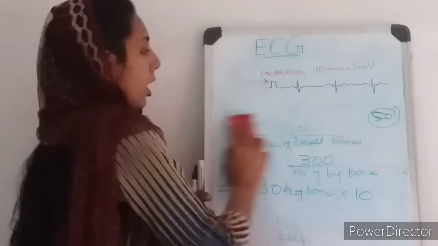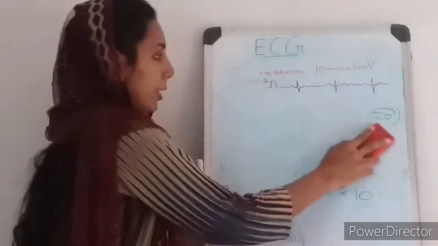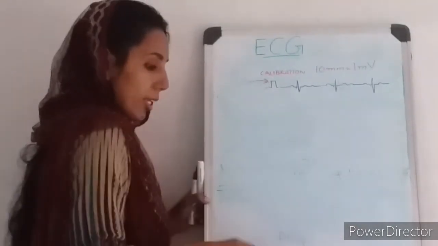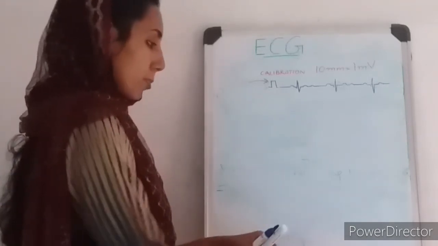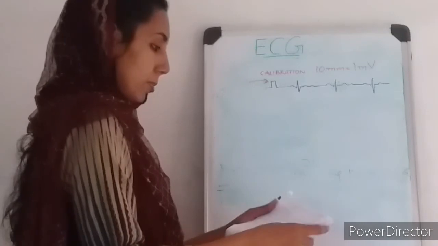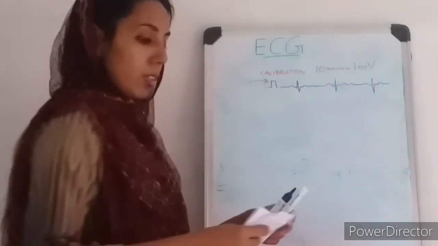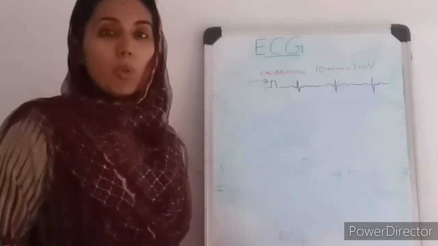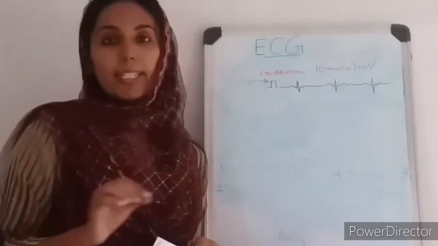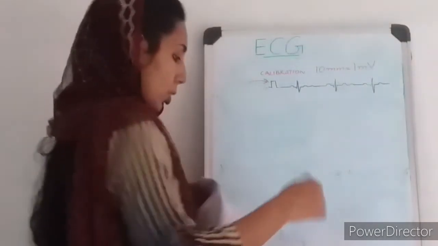Now we have to find out how is the rhythm. Rhythm can be regular or it can be irregular. How will you calculate the rhythm? The best thing to do is take a small bit of paper. We want to know whether it is regular or not. So we can take a rhythm strip. Normally lead 2 is taken as a rhythm strip. So suppose this is lead 2.